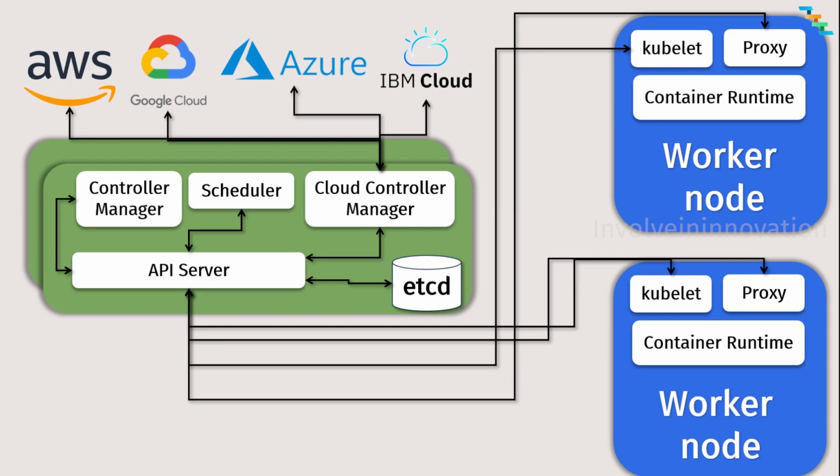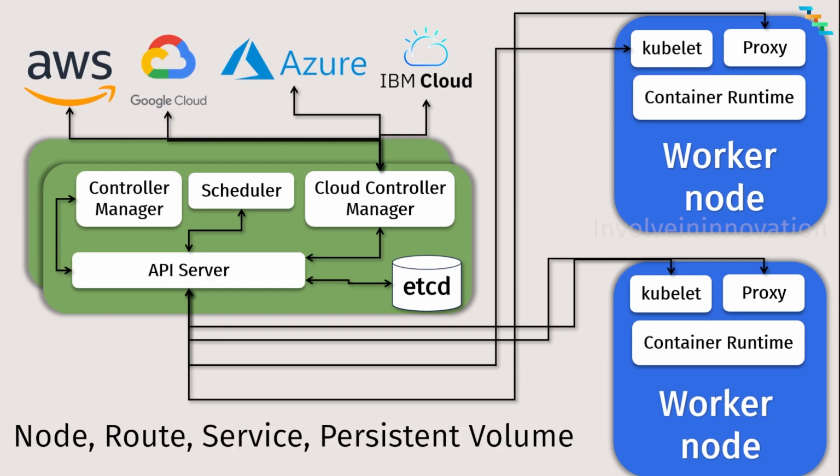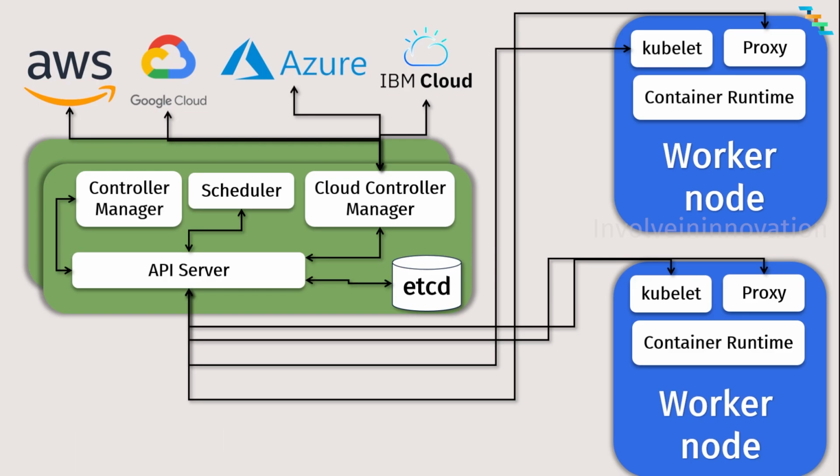The Cloud Controller Manager typically includes the following controllers. Node controller, which is responsible for checking the status of the nodes, that is, virtual machines in the cloud environment. The route controller manages network routes in the cloud to ensure the Kubernetes pods can communicate with each other. Service controller manages the creation and maintenance of cloud load balancers for Kubernetes services. And then persistent volume controller, which integrates with the cloud provider to provision and manage persistent storage volumes.